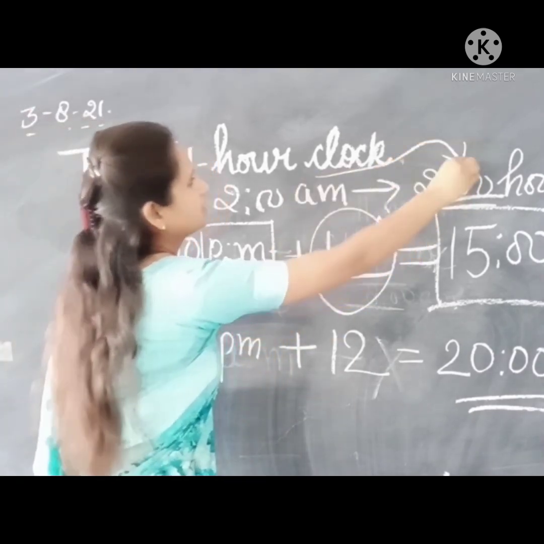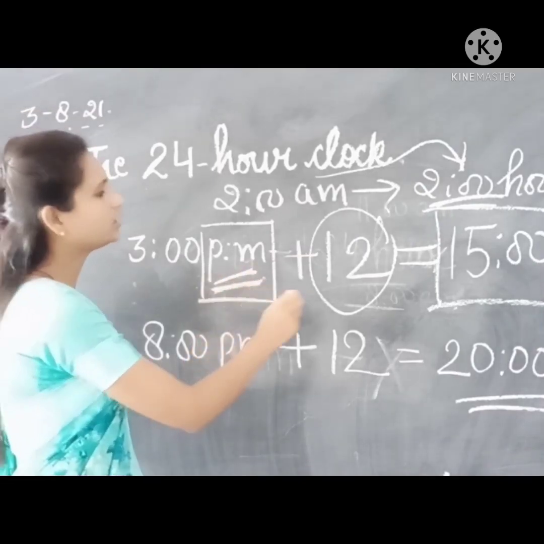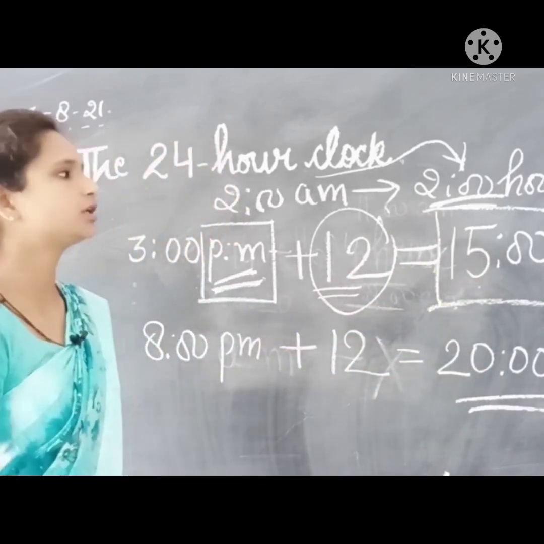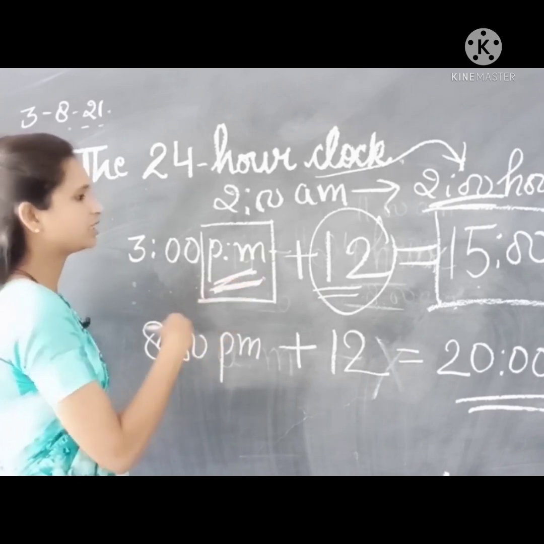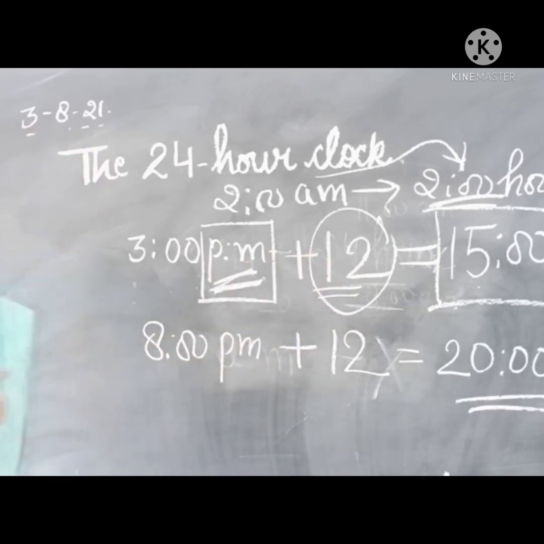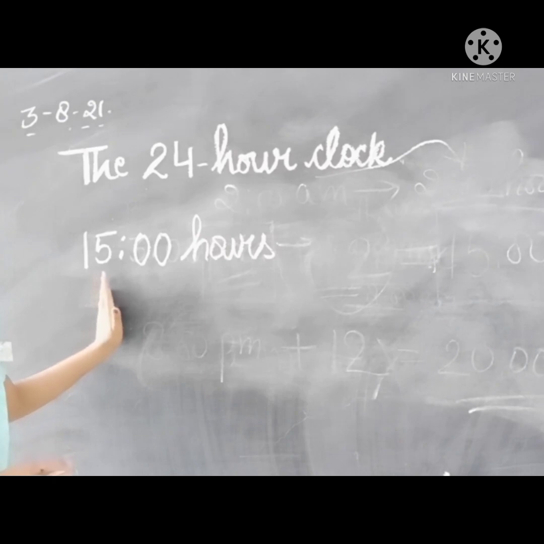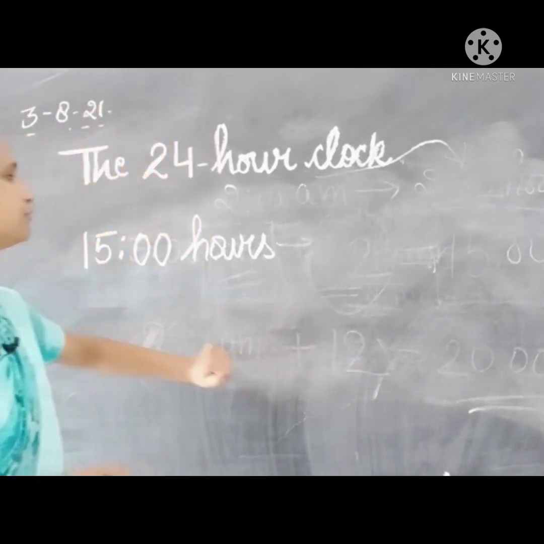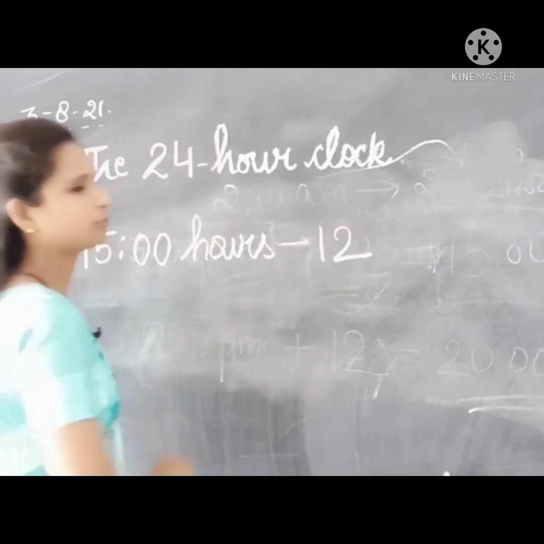Instead of AM you write hour, but if it is in PM you have to add 12 to it, and then it will be converted to 15 hour. When you add 12 to 3 PM, it is converted to 24-hour clock timing. Now, what if the timing given to you is in 24-hour clock and you have to convert it into 12-hour clock timing? Then you simply have to subtract 12 from it.